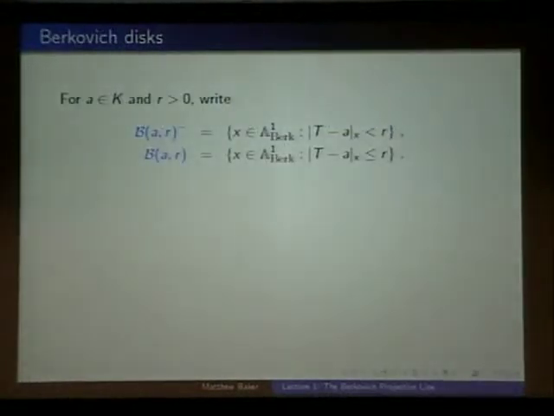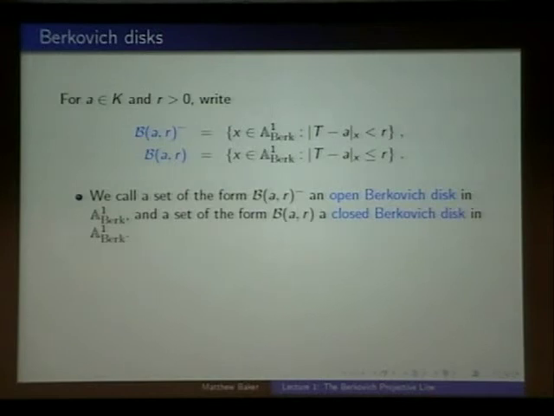And so the simplest kind of such sets are Berkovich disks. So this is just the obvious generalization of a disk to Berkovich space. Namely, I can just look at the set of points x so that the absolute value of t minus a, evaluated at x, is less than or equal to r. Sorry, less than r for an open disk and less than or equal to r for a closed disk. So clearly, if I intersect with k, I just get the usual notion of a disk. But this actually makes sense in Berkovich space. So I'll call these open Berkovich disks or closed Berkovich disks.